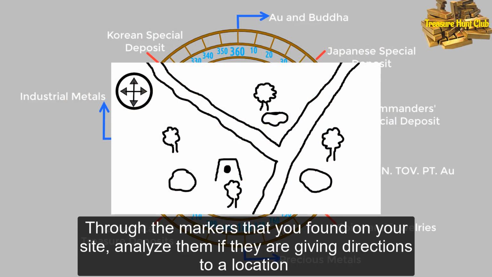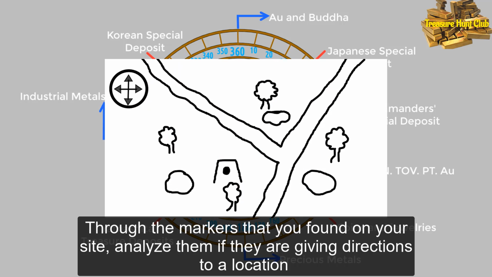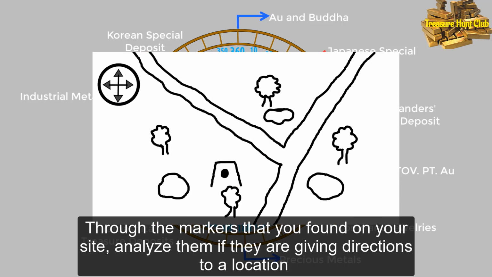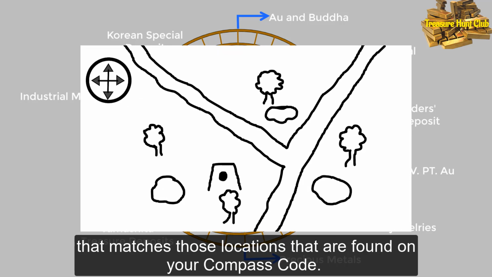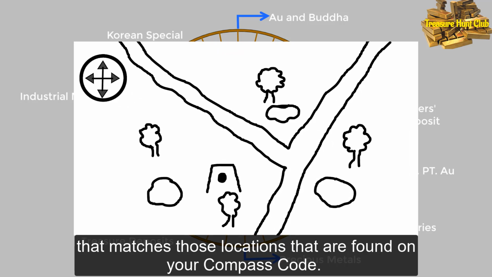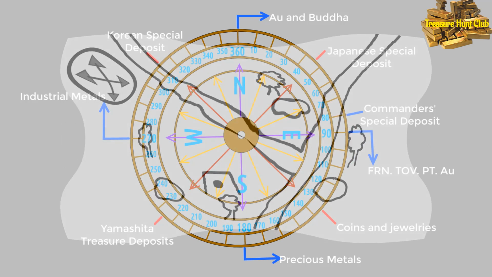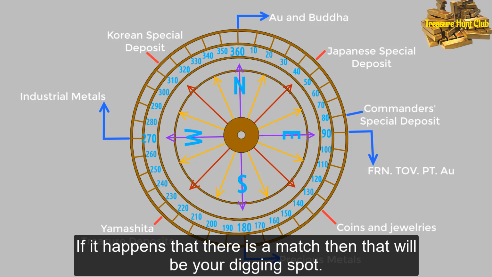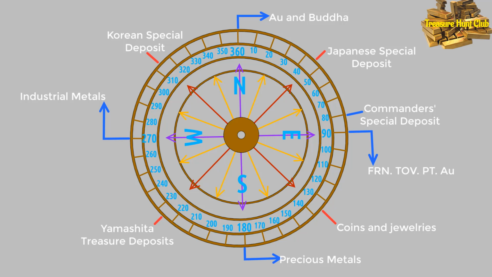Through the markers that you found on your site, analyze them if they are giving directions to a location that matches those locations that are found on your compass code. If it happens that there is a match, then that will be your digging spot.